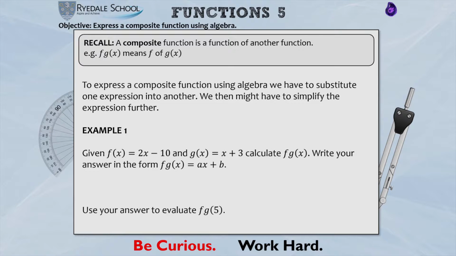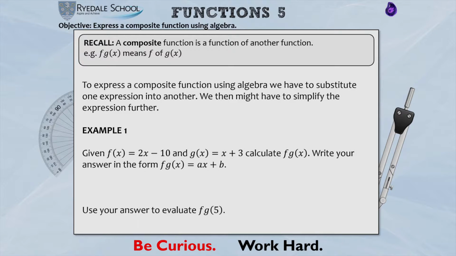So today we are expressing composite functions using algebra, and I'm just going to remind you that a composite function is a function of a function. So previously in the last lesson, we were substituting numbers from one function into another function. Today we are going to be substituting algebra. So I've said to express a composite function using algebra, we have to substitute one expression into another. And also on top of that, we may have to simplify the expression. So let's see this with an example.